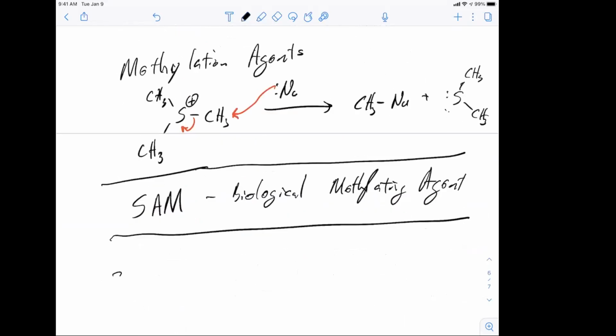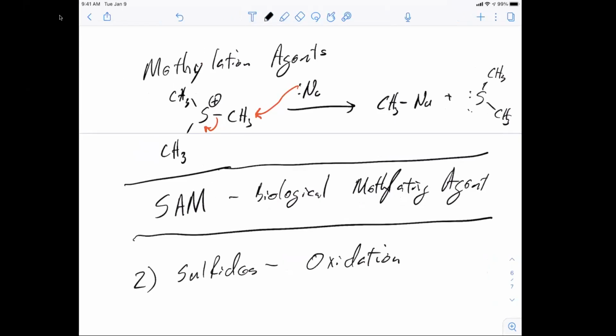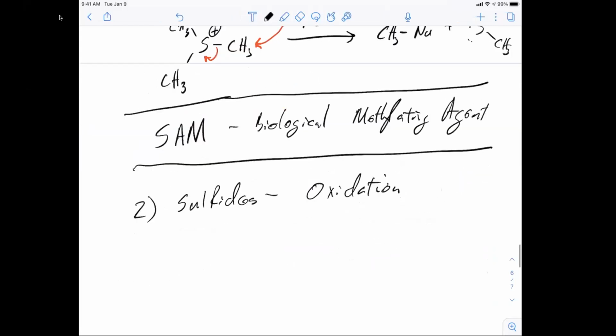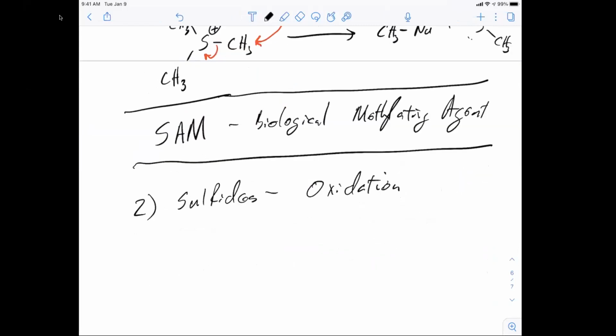Okay, the other reaction you're going to see for sulfides is oxidation. Now, the big difference between sulfur and oxygen is that the sulfur can be hypervalent, right? So we can actually oxidize the sulfur, which wasn't really a possibility with oxygen. We go to the peroxide, but the peroxide wasn't really stable. In sulfides, we can oxidize up and create stable compounds.